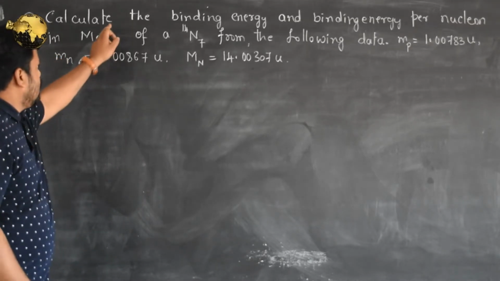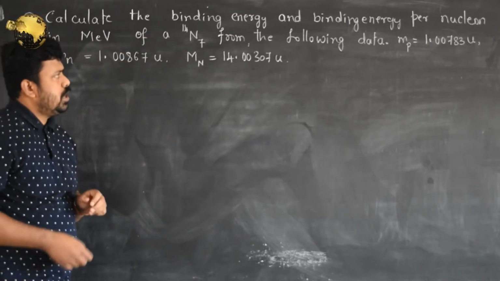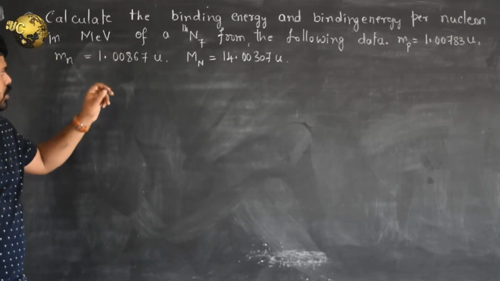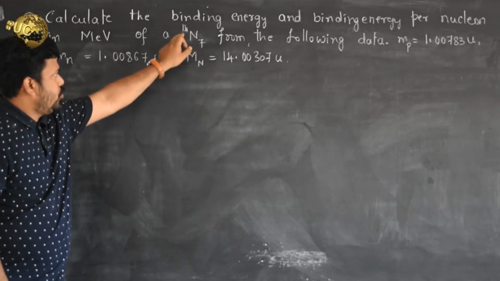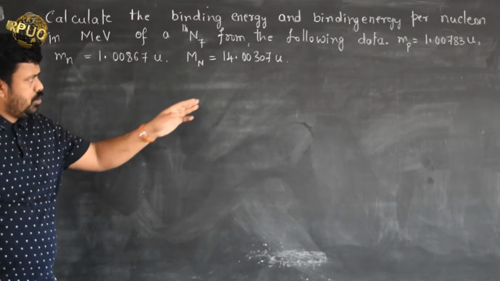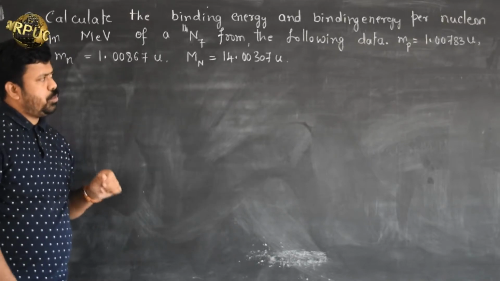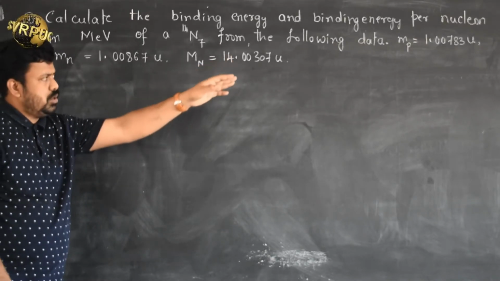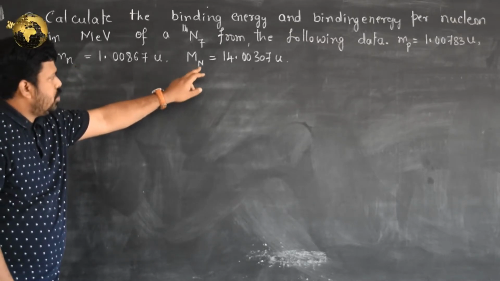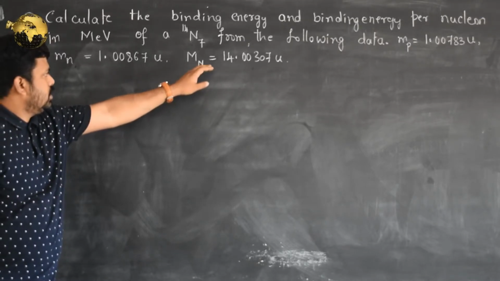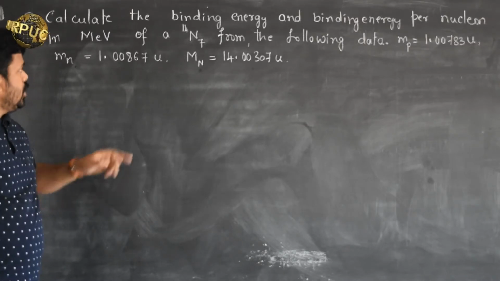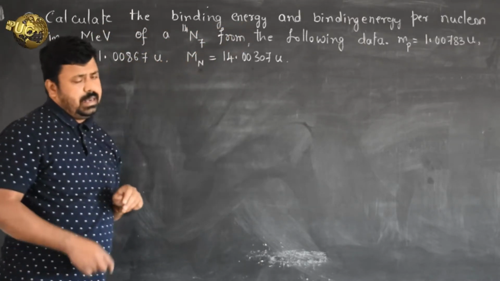It says calculate the binding energy and binding energy per nucleon in mega electron volt of nitrogen-14 from the following data. So they have given the data. The mass of proton in atomic mass unit, represented as u, is given. Mass of neutron is given, and the mass of nitrogen nucleus is given as 14.00307 u. So they are asking us to calculate the binding energy.